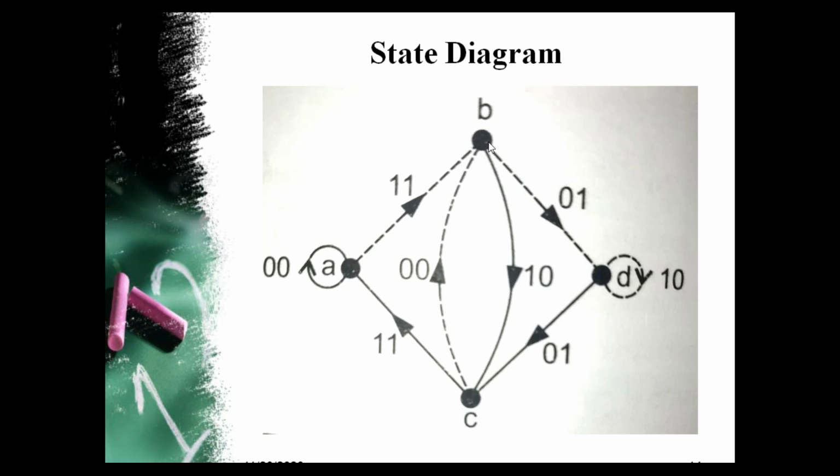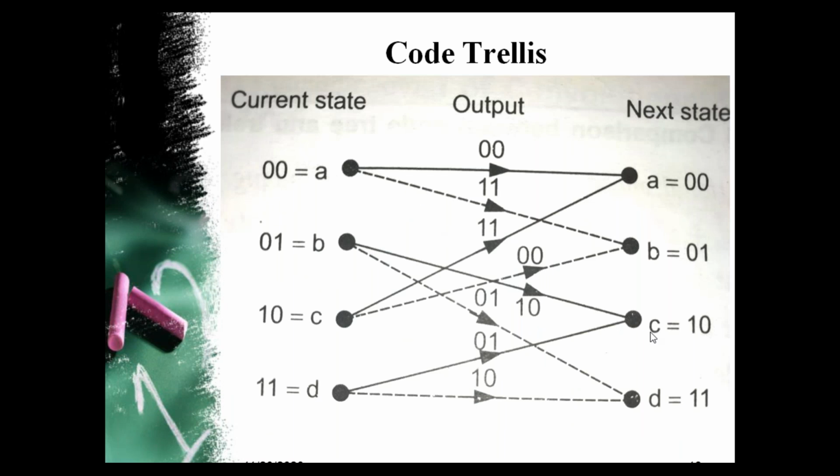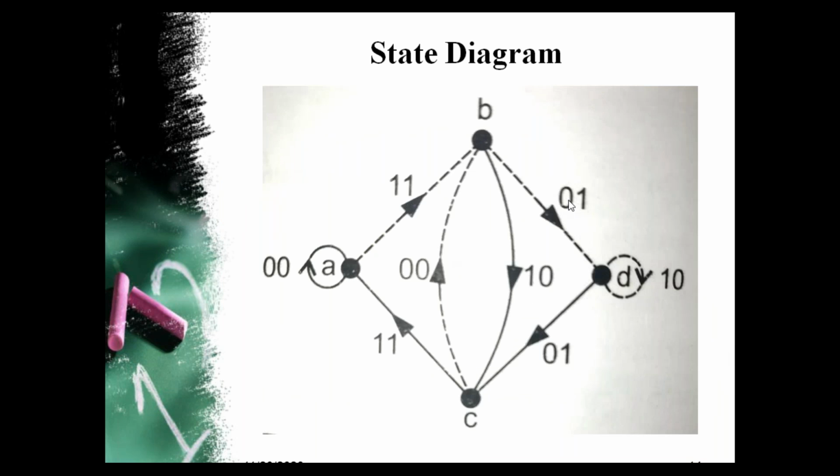Then from B to C if the input message bit is 0, and B to D if the input message bit is 1. We can check B to C, B to D, and the output bits are 1 0 and 0 1. The output bits are 1 0 if 0 is the input bit and 0 1 when 1 is the input bit. Okay, like that we have completed the state diagram. The only difference compared to the trellis diagram is that it is a compact, simplified form. Once again, compared to the trellis diagram, we have simplified the representation.